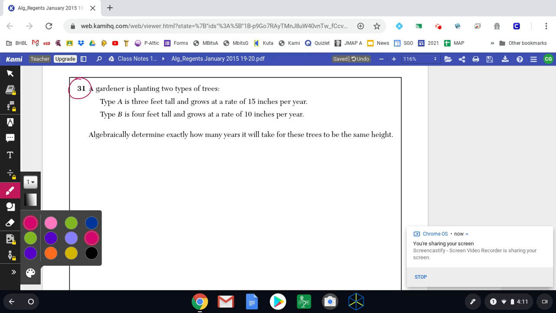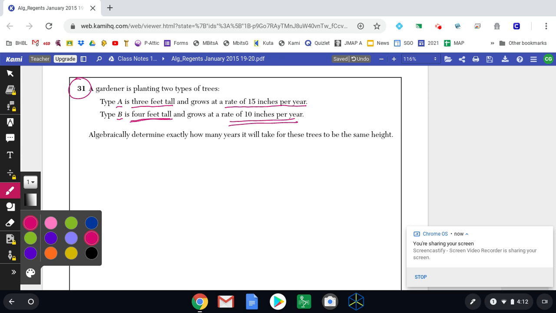A gardener is planting two types of trees. Type A is 3 feet tall and grows at a rate of 15 inches a year. Type B is 4 feet tall and grows at a rate of 10 inches per year. Determine algebraically how long it will take these two trees to be the same height.